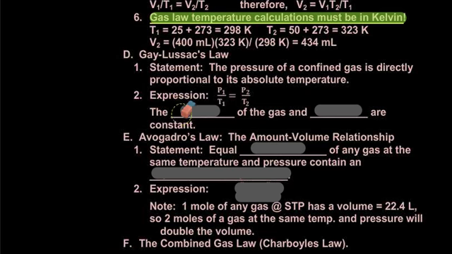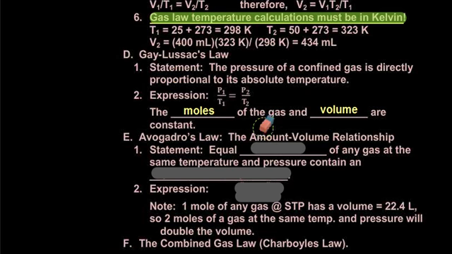Okay, Gay-Lussac's law, P1 over T1 equals P2 over T2, says that the moles of the gas and the volume are constant, but as the pressure goes up, the temperature also goes up, which makes sense. If you increase the temperature of something, the more pressure you'll have.